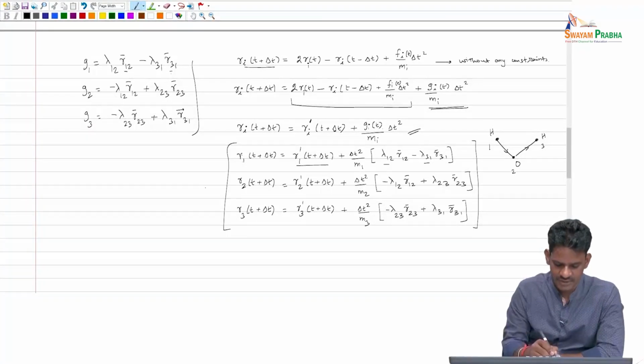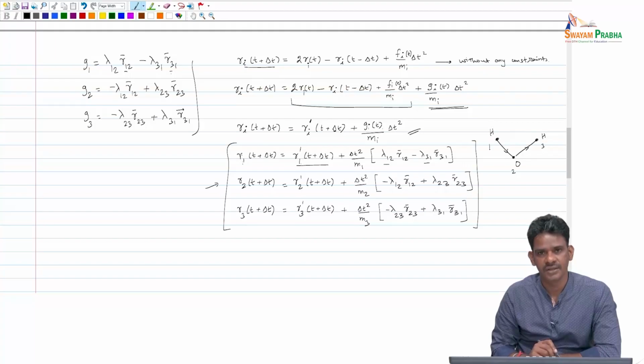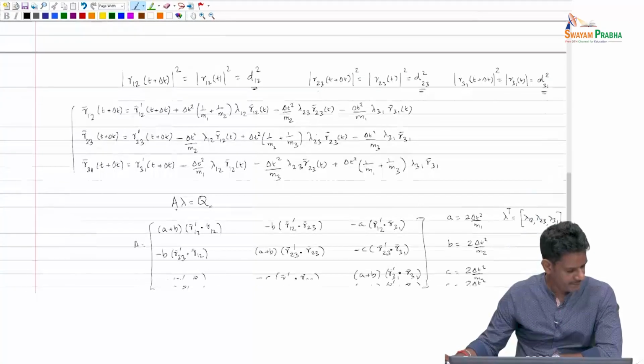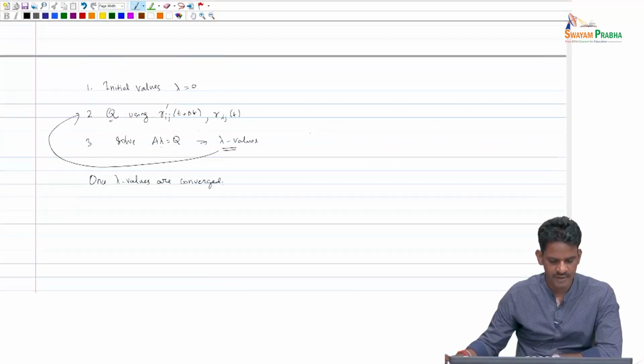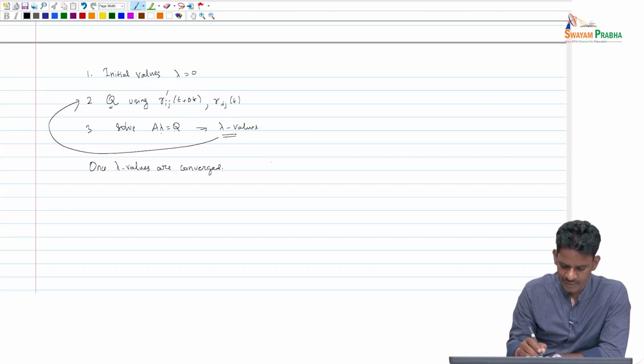So this is the set of equations that we now want to use, where the position without constraint force we already know. Now we have the converged values of lambda 1 2, lambda 3 1, etc., and we can substitute these and get the new positions. So this particular algorithm, where we apply constraints in MD using a Verlet algorithm, is popularly known as the SHAKE algorithm.